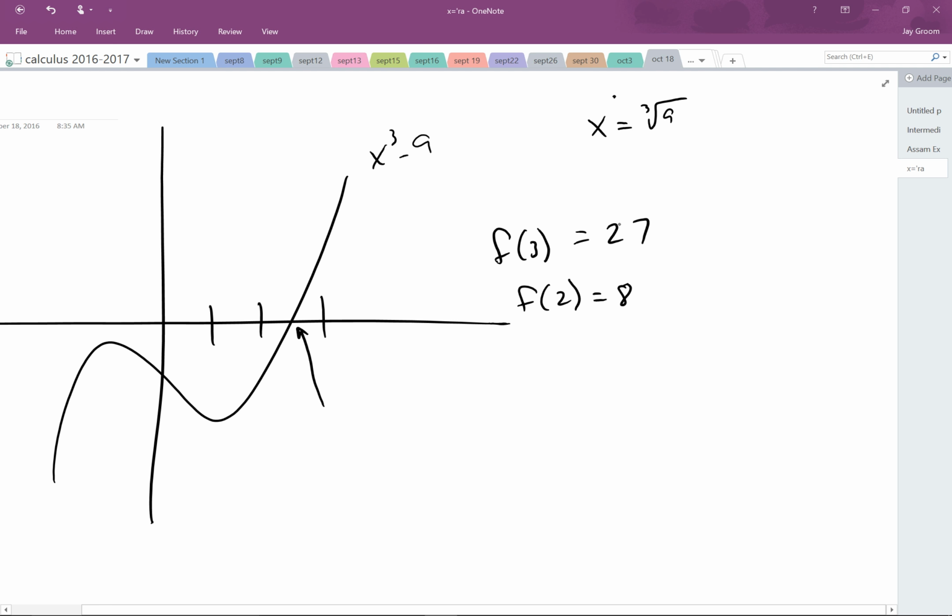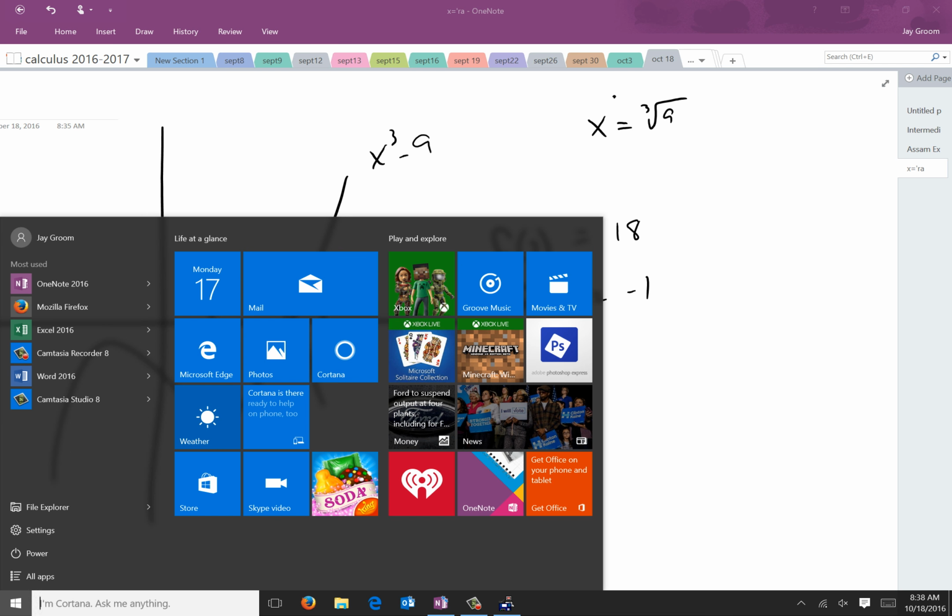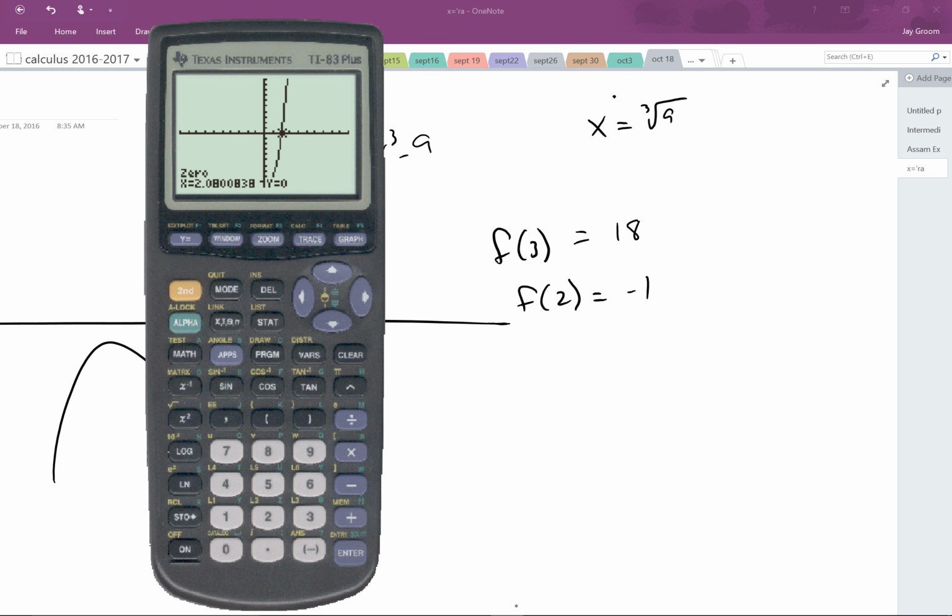I'm sorry. So let's back that up a train. If you put 3 into there, you get 27 minus 9, which is 18, which is what I meant. 8 minus 9 is negative 1. So we're closer to 2 than we are to 3 in this case. And that's what the picture showed on the graph over there, by the way. It's clearly closer to the 2 mark than it was to the 3 mark.